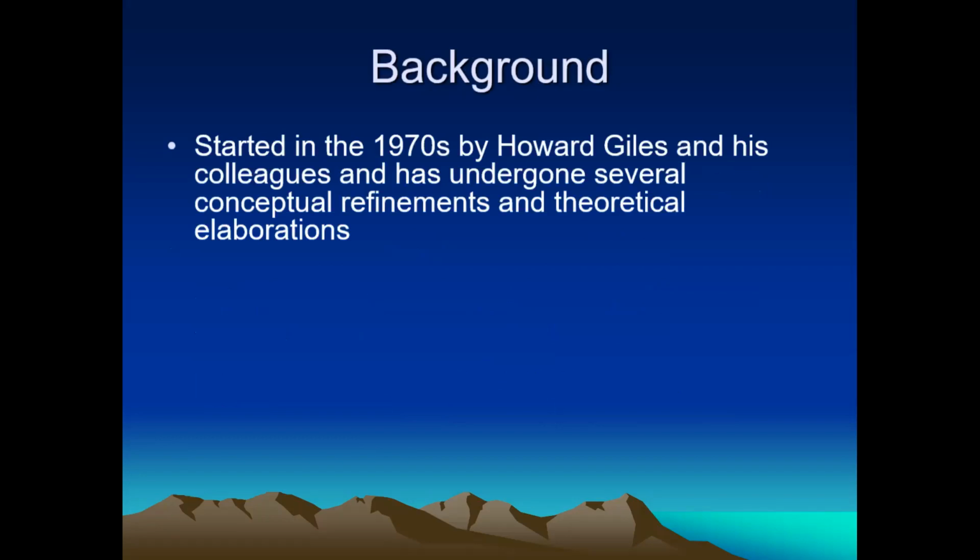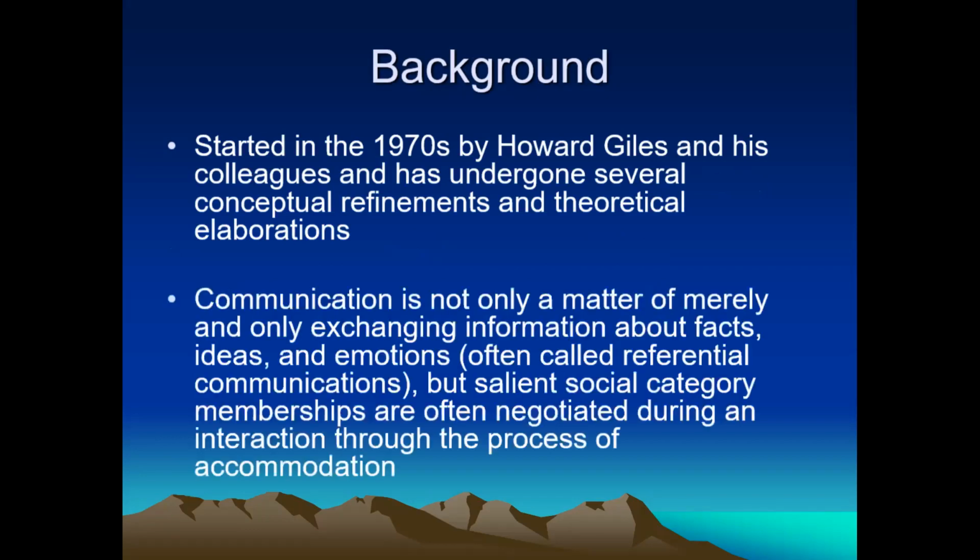So this theory was put forward in the 70s by Howard Giles and friends. And of course, with all theories, they would have gone through several revisions to what it is that we have today. So communication is not only a matter of merely and only exchanging information about facts, ideas, and emotions, but salient social category memberships are often negotiated during an interaction through the process of accommodation. So we are negotiating relationships. We're not just exchanging information. So we're not just having that verbal transaction. We are also negotiating whether or not we like each other through language.